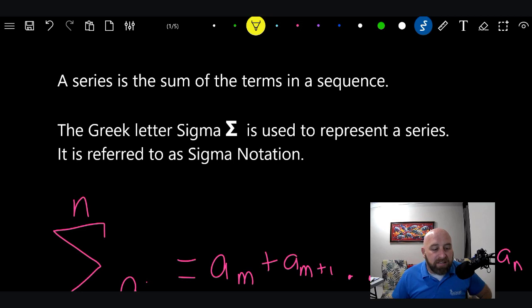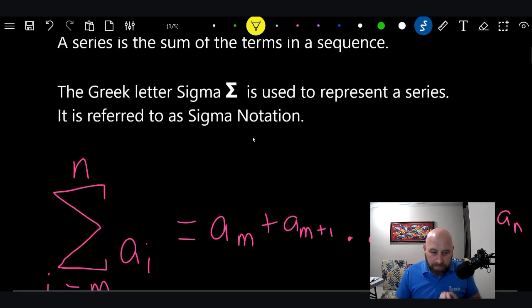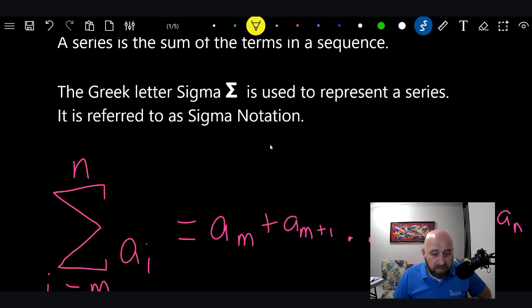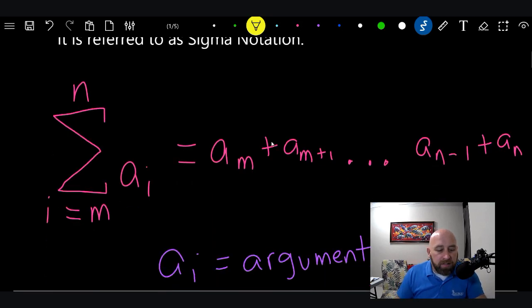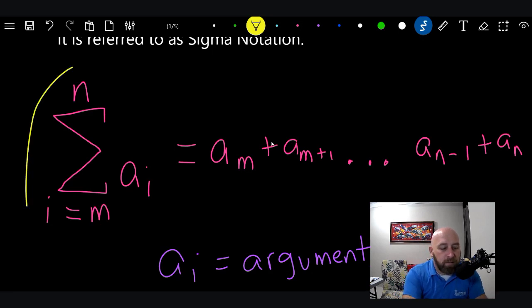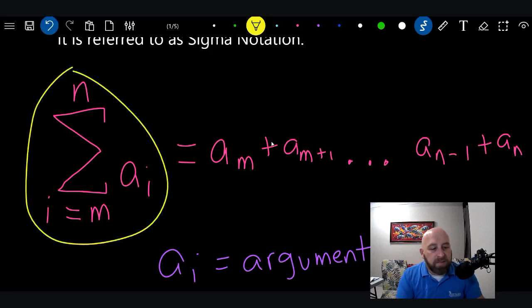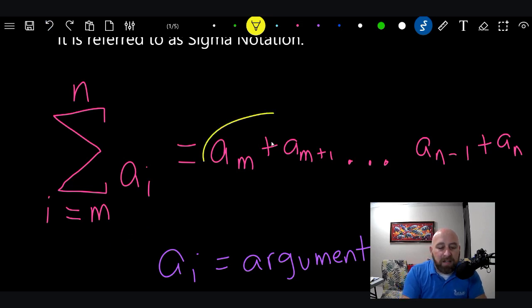Okay? A series is the sum of the terms in a sequence. The Greek letter sigma, that sideways looking M thing, is used to represent a series. It is referred to as sigma notation. So here is a little bit of sigma notation for you. This is kind of what it looks like right here.